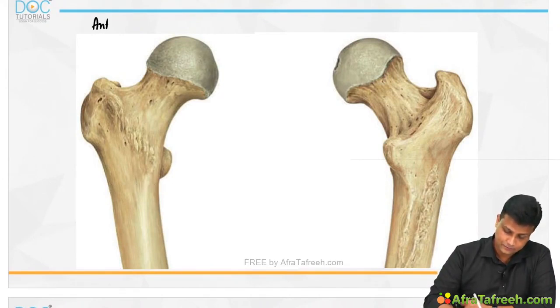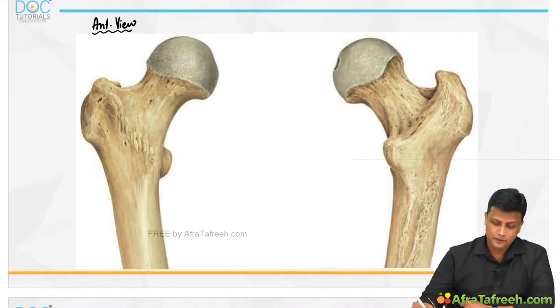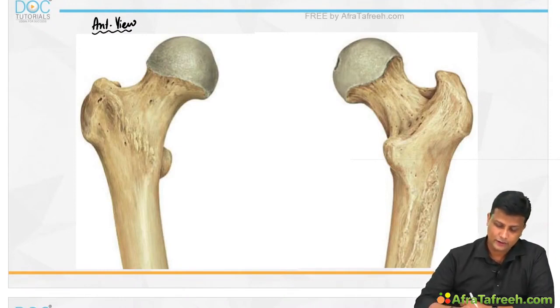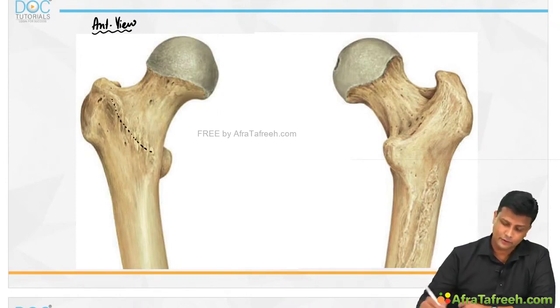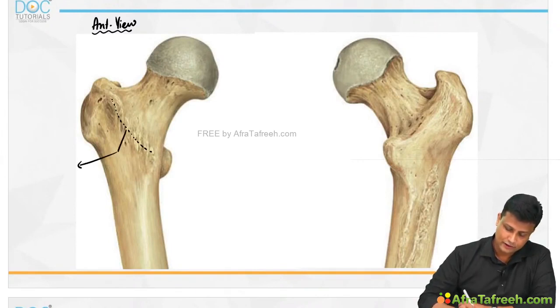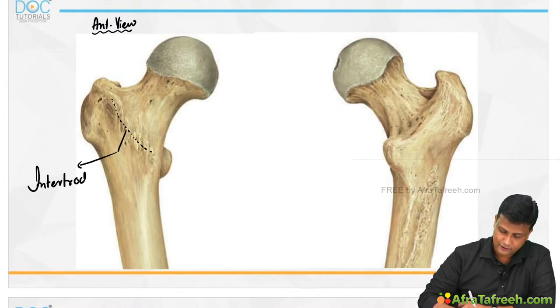Now how can we identify the anterior view and the posterior view of the femur separately? Remember, in the anterior view, between the greater trochanter and the lesser trochanter, for example, if this one here is the greater trochanter and this one here is the lesser trochanter, between them there will be the intertrochanteric line. Between them there will be just an intertrochanteric line. Be careful about that one. So in the anterior view, you will just have that intertrochanteric line.